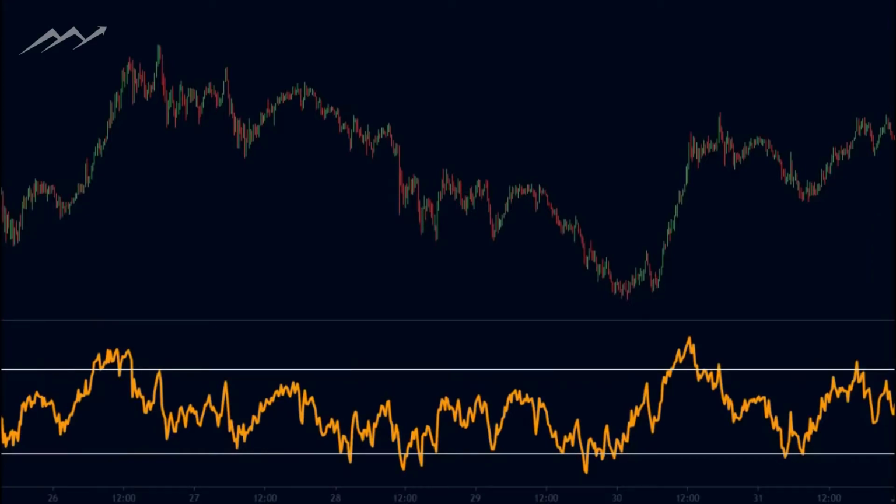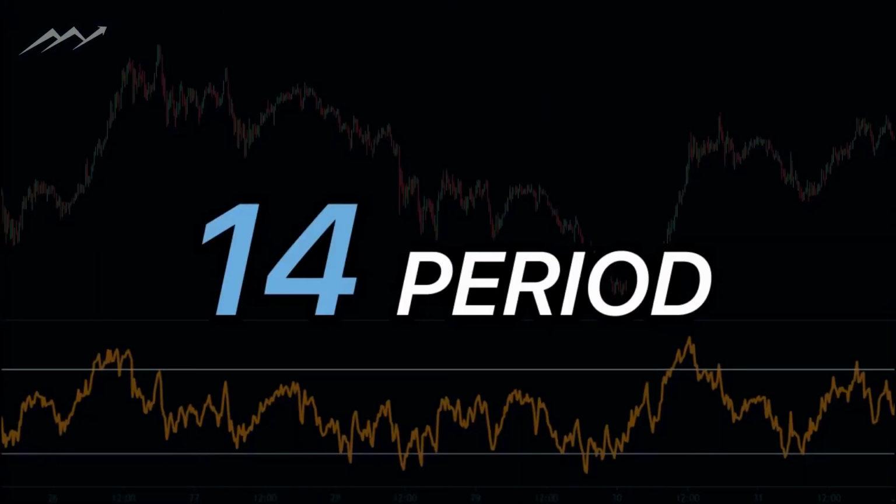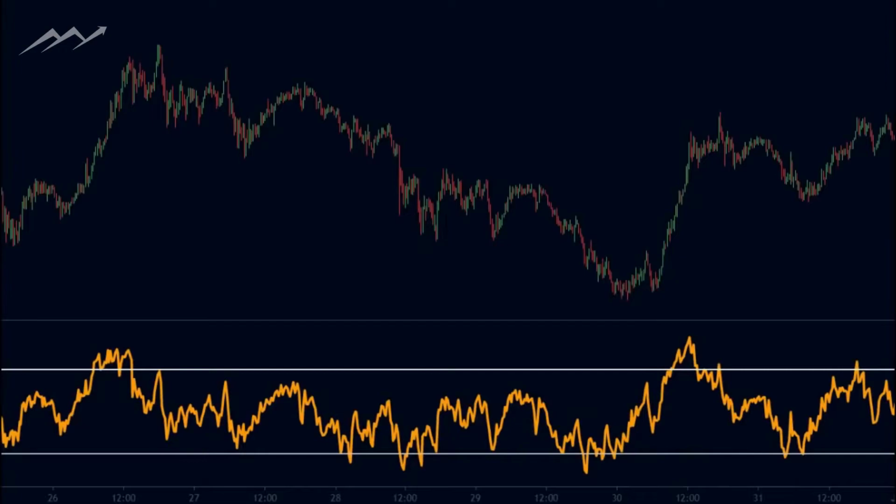The default settings for the RSI are set to 14 period. Therefore, the RSI shows the relative change in the price over the last 14 candles. The RSI is an oscillator. Hence, the value of the indicator is always between 0 and 100.